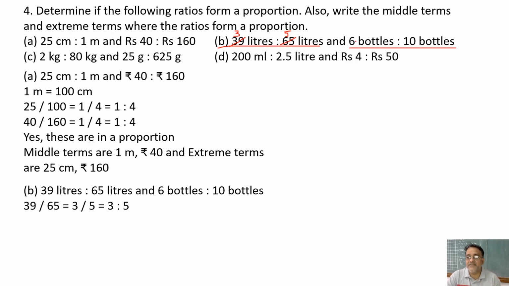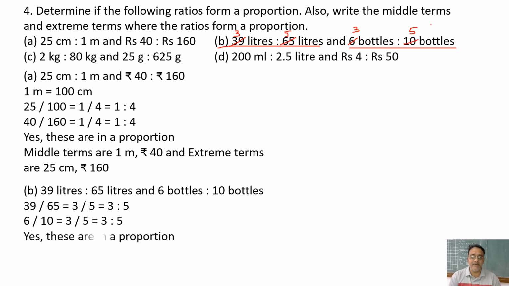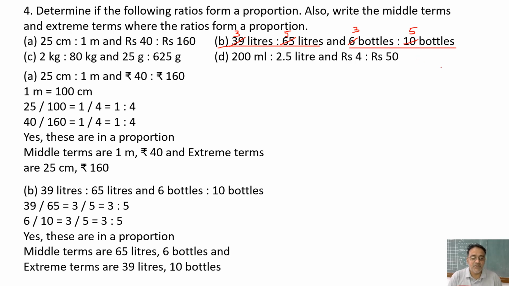And 6 and 10 we will divide it by 2. So 2 threes are 6, 2 fives are 10, right? So we are getting here also 3 by 5, that is 3:5. Hence these are in proportion. Now you tell me the middle term. 65 liter and 6 bottles. Very good. Extreme terms? 39 liter and 10 bottles. Very good. So middle terms are 65 liters, 6 bottles, and extreme terms are 39 liters and 10 bottles.